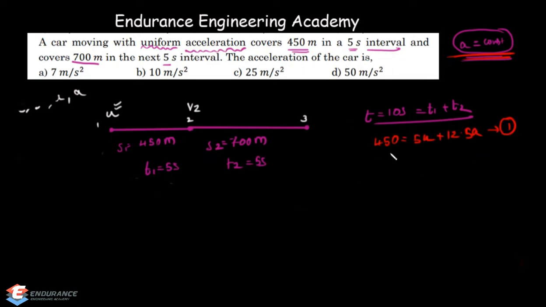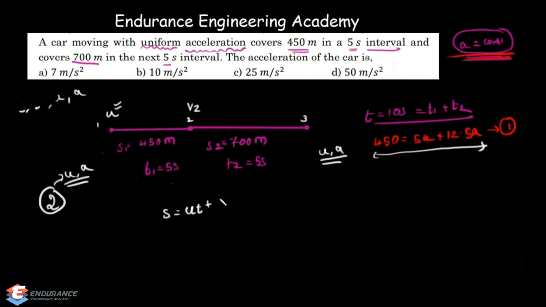Now I got one equation, right? In this one equation, two unknowns are there, u and a. So now I will try to frame the second equation such that in the second equation also u and a are the unknowns. Then only I can solve two equations with two unknowns, right? So what equation can I use now? I'm going to use the same s = ut + 1/2 at² equation.